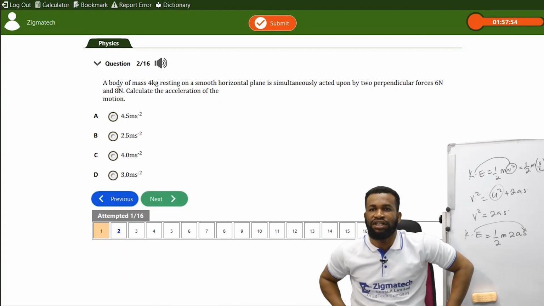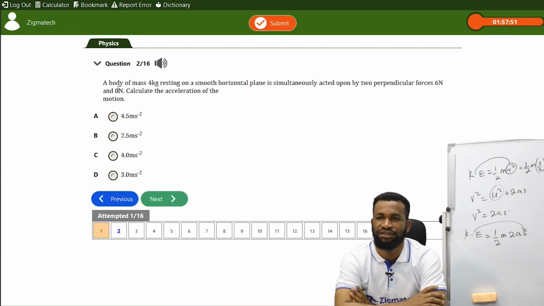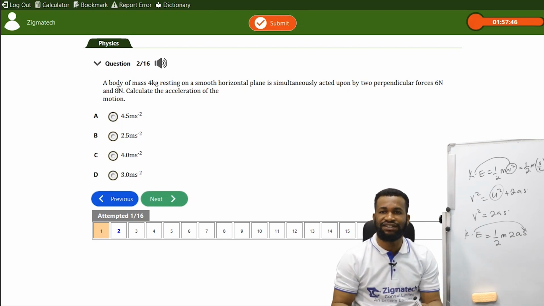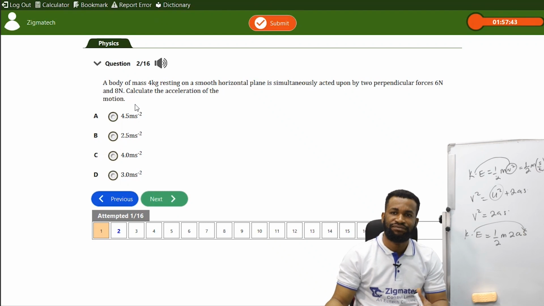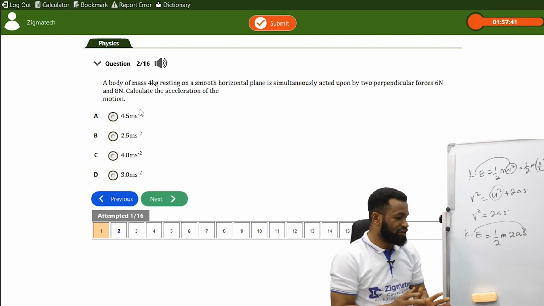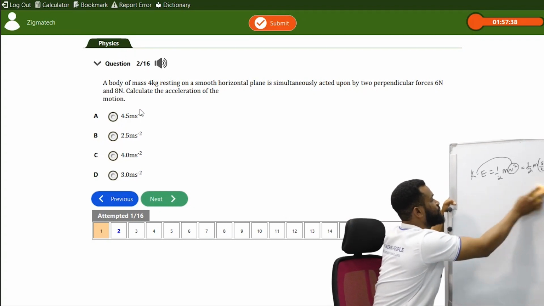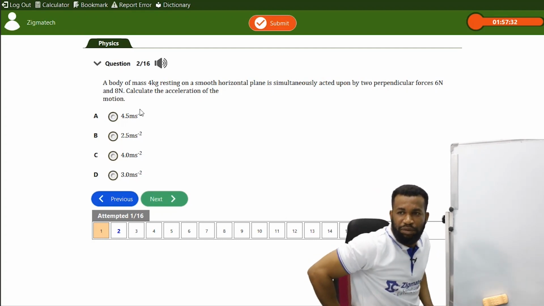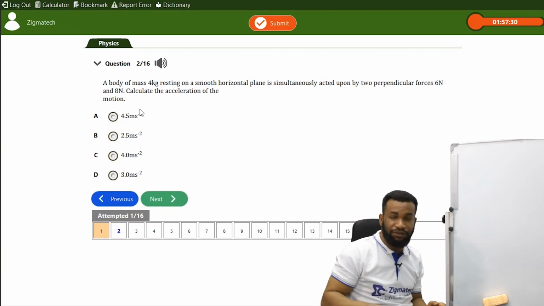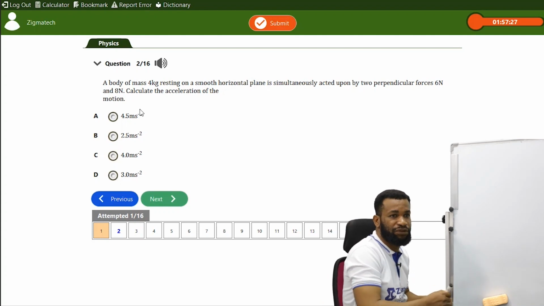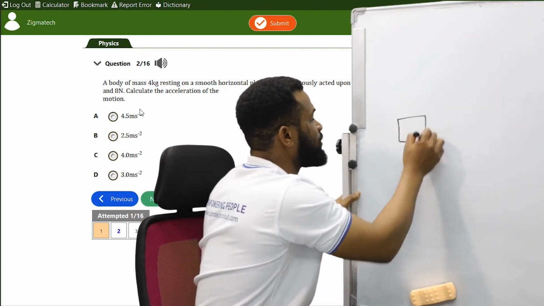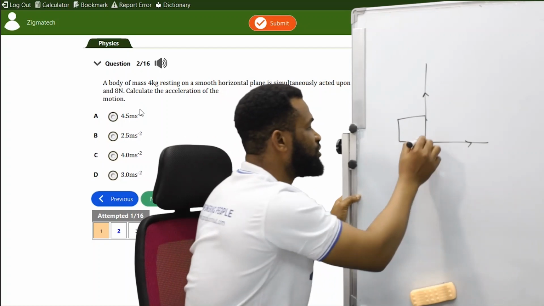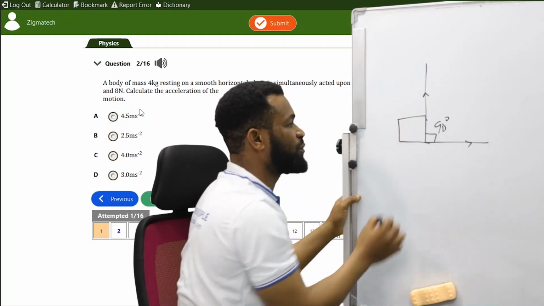Now, a body of mass 4 kg rests on a smooth horizontal plane and is simultaneously acted upon by 2 perpendicular forces, 6 and 8 Newton. Calculate the acceleration of the motion. All right, I like this question also. This one is talking about perpendicular forces. If you can remember our lesson on resolution of forces, what do we say when forces act at a perpendicular angle between them? This is an angle of 90 degrees, which is called the perpendicular angle.